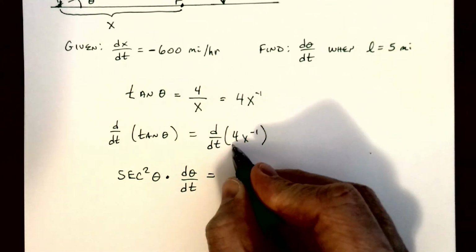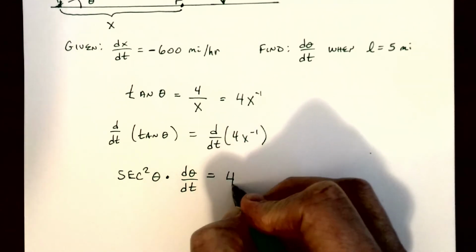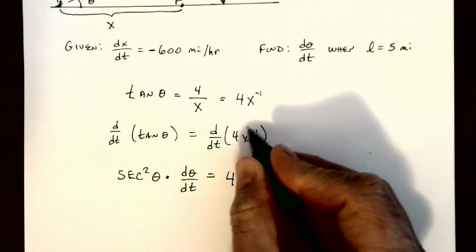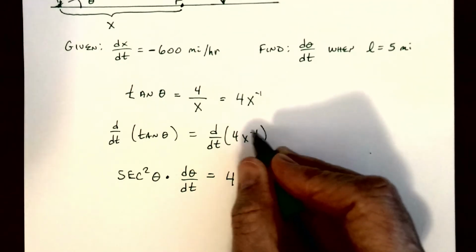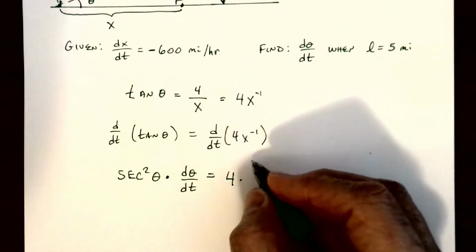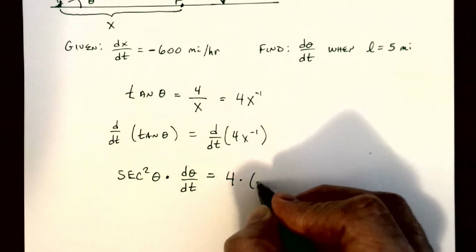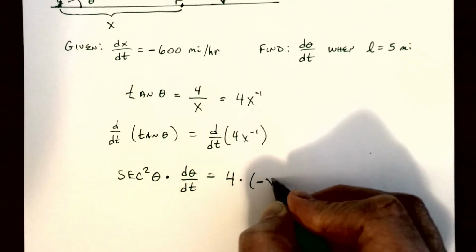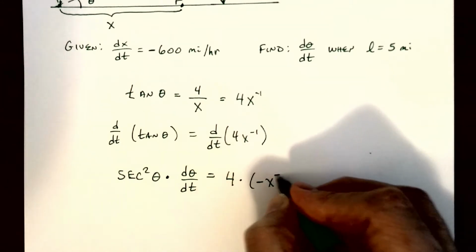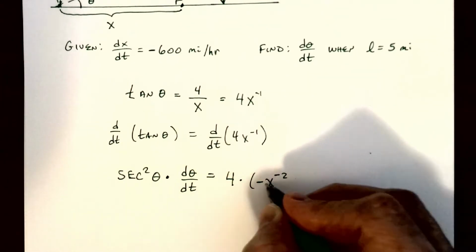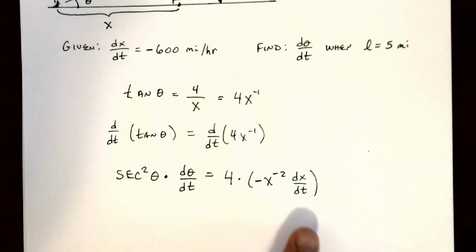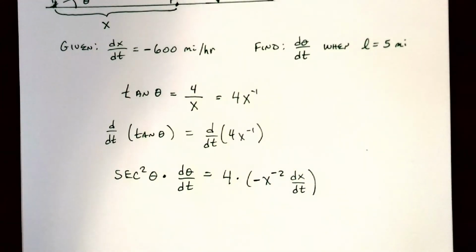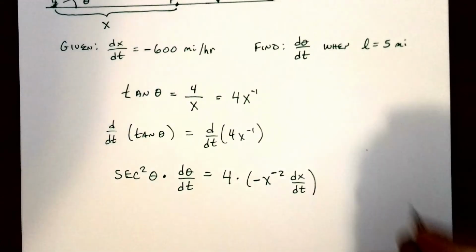Over here, derivative of 4 times this. 4 is a constant multiple. I can pull that out, times what? The derivative of what's inside, or what we have here, x to the negative 1, is chain rule again. The outer function, x to the negative 1, derivative is what? Negative 1 times x to what? Subtract 1 from negative 1, negative 2, times the derivative of the inner function, dx dt. So that's chain rule. There's my related rates equation.